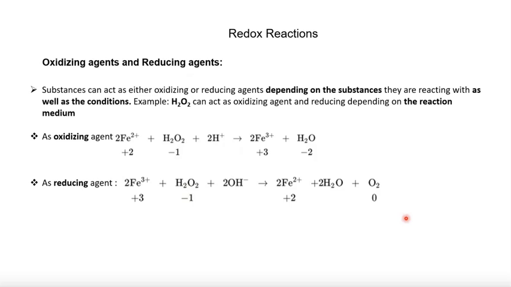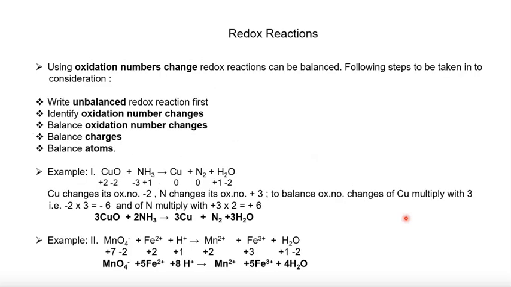So then we go for the next topic. In this 14th lecture, I'm talking about how to balance redox reactions. This is an important thing. We have some steps to follow. First of all, we write the unbalanced redox reaction. For example, we are writing here copper oxide reacting with ammonia, forming copper, nitrogen, and water. This is an unbalanced reaction.